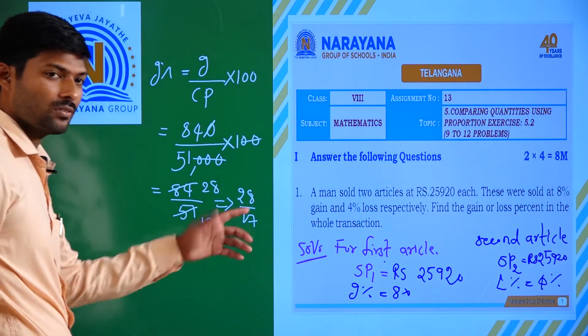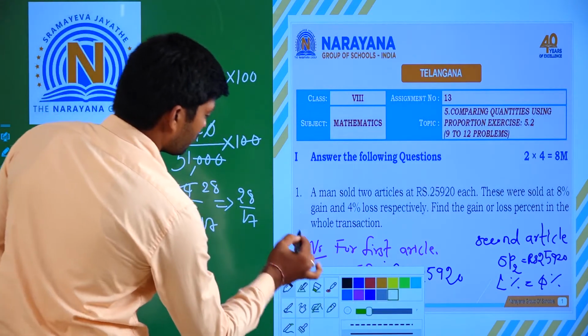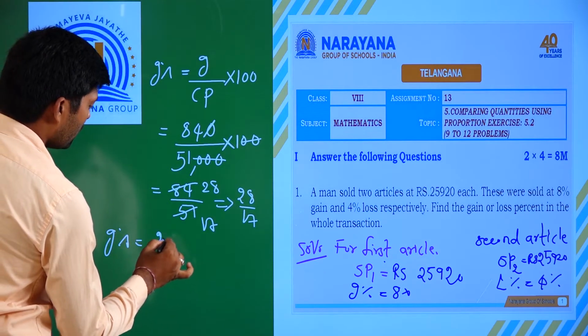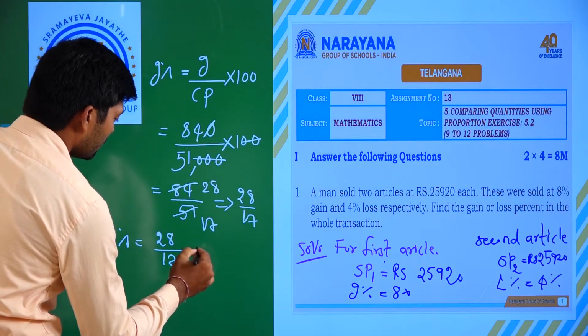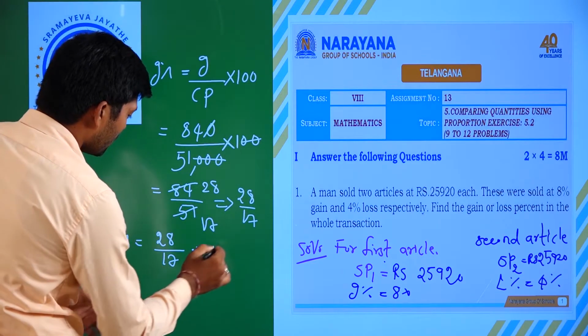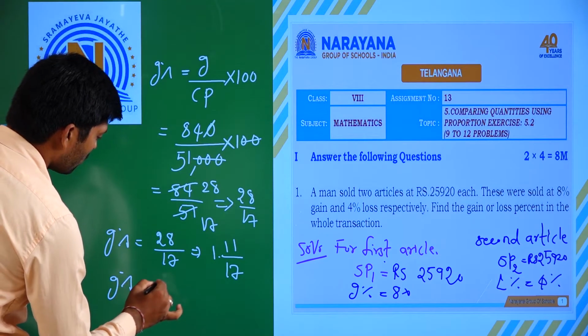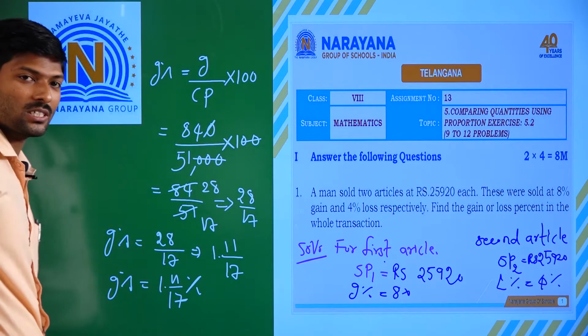Yes, 28 upon 17. So first we need to find that percentage. The gain percentage is equal to 28 by 17. We can write it as a mixed fraction. It will be 1 and 11 upon 17. So the gain percentage is equal to 1 and 11 by 17 percent.